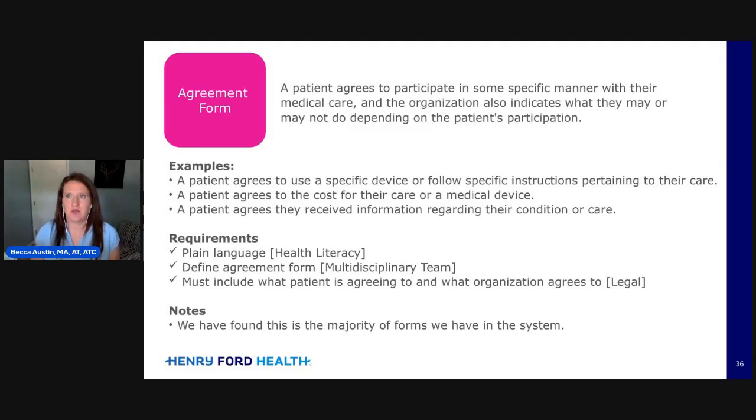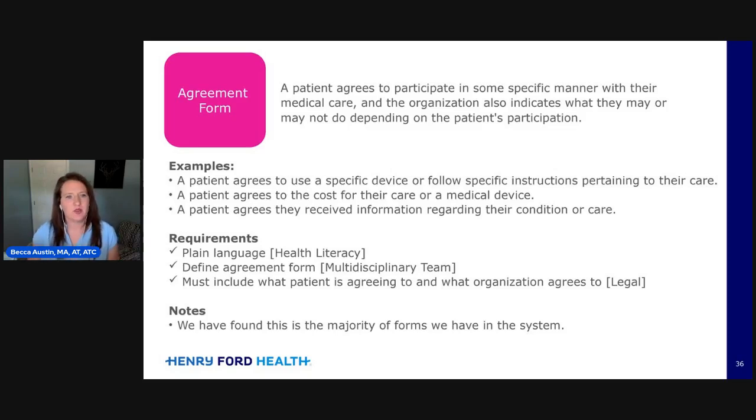One of the examples I worked on quite a few times in our organization is using a home sleep study device. We found that that was an agreement type of form. It did not have quite as much when it came to the actual form and what needed to be on it. Again, we want the fully informed process, so everything is shared with the patient. But when it came to what the patient actually needed to sign, it could be a little bit simpler than the entire consent form. Other examples: a patient agrees to the cost for their care or device. The patient agrees they received information regarding their condition or care.